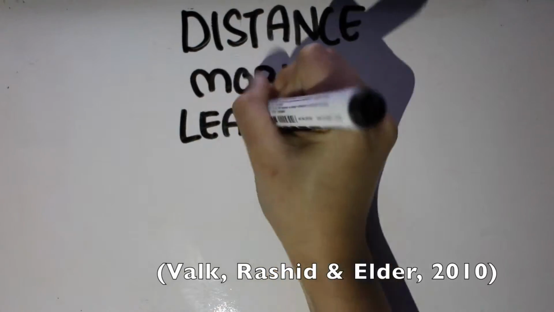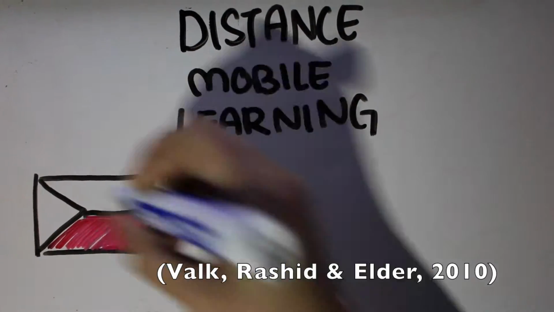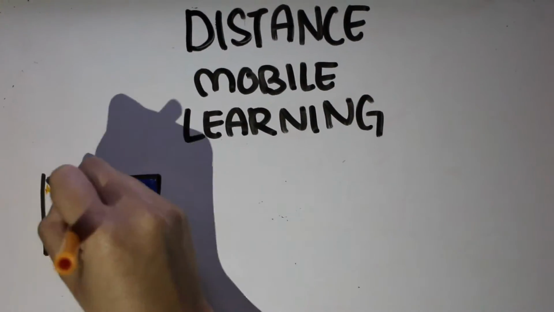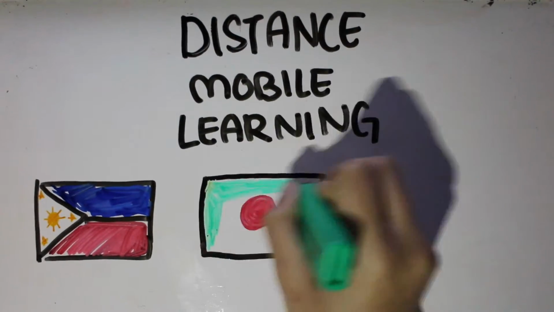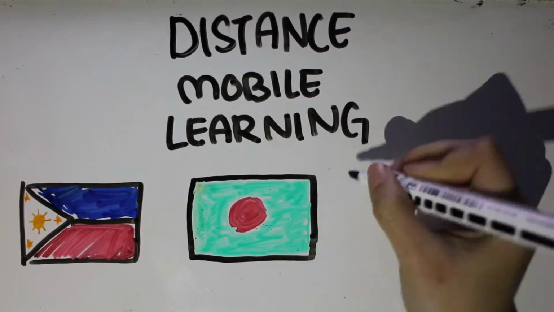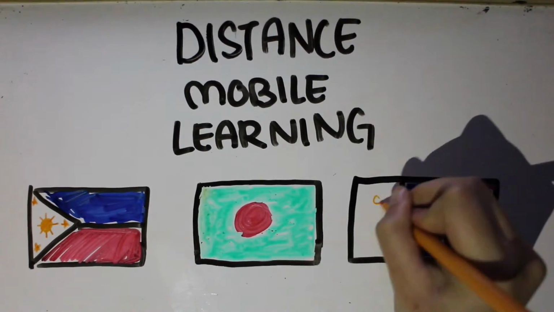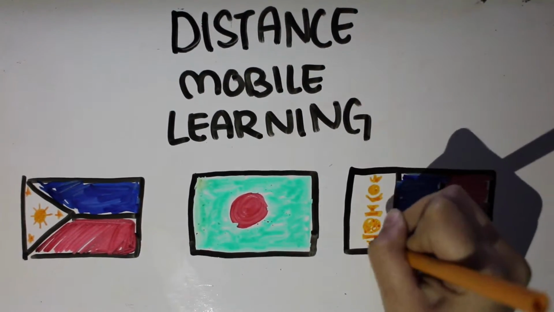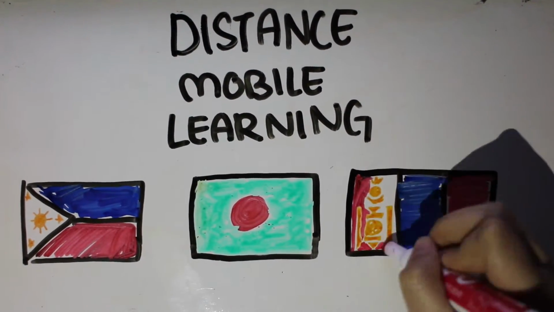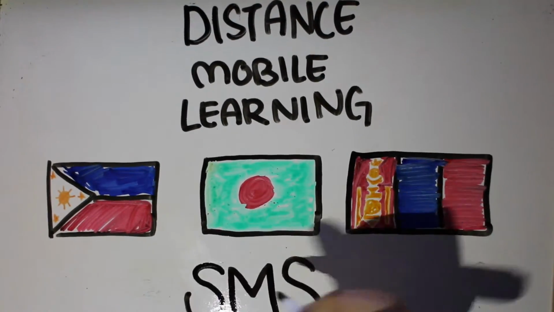In Asia, a project called Distant Mobile Learning was introduced in the Philippines, Mongolia, and Bangladesh. The highlight of this program is the short messaging service, SMS. Modules involved were designed to incorporate the use of SMS with a workbook such that SMS quizzes and tests had to be passed in order to complete the modules.